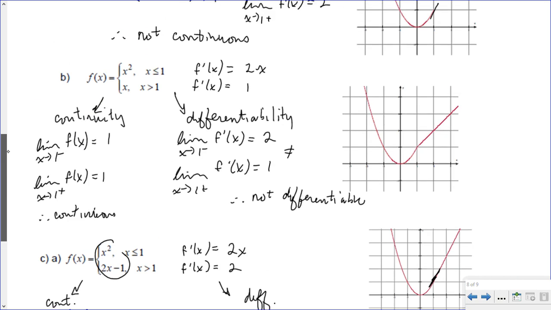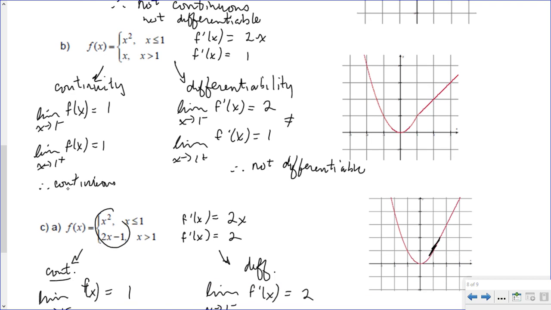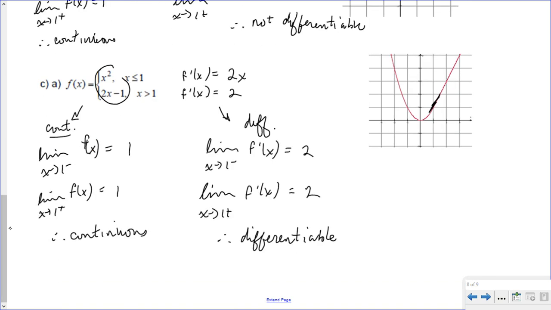So just to recap, when it's not continuous, it's not differentiable, right? It can be continuous, but sometimes not differentiable. That's when the slope of the tangent changes at that point. And then in this case here, it can be continuous and differentiable.